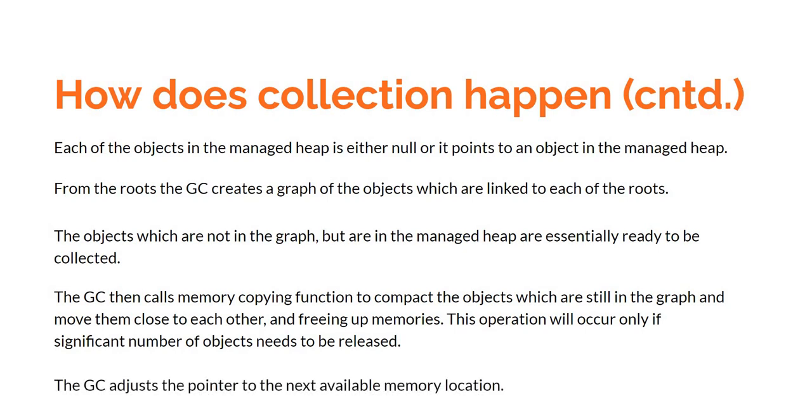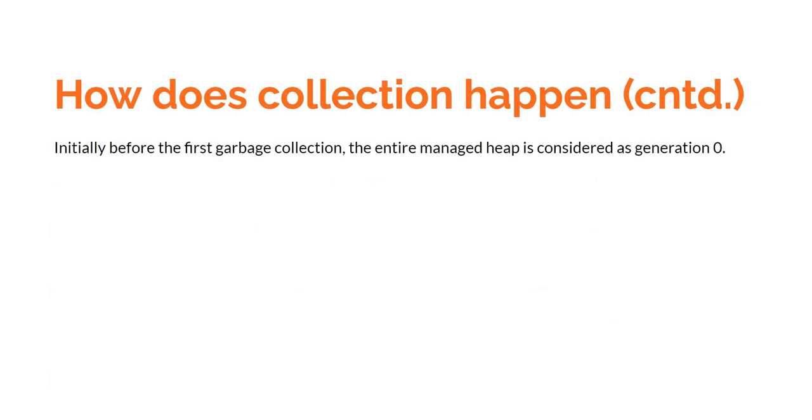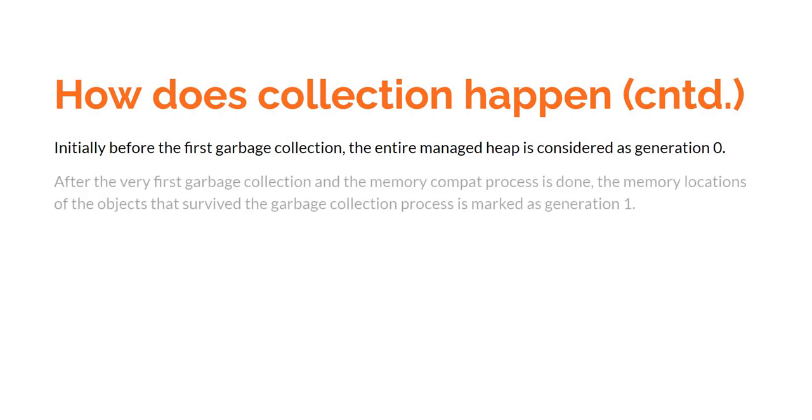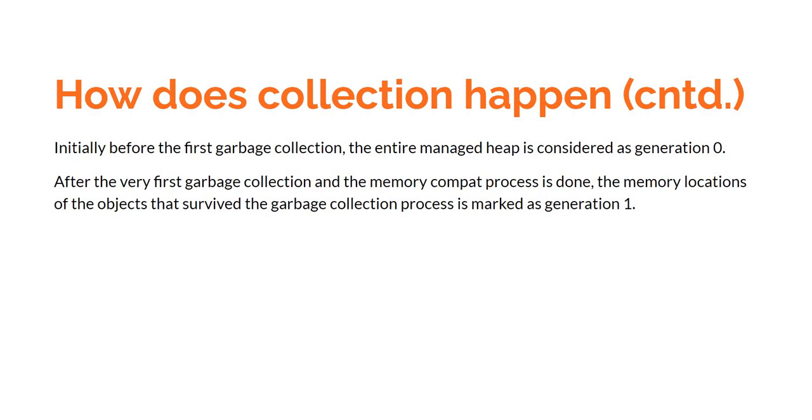And then finally, what the GC does is adjust the pointer to the next available location in the memory. Initially, before the first garbage collection happens, the entire managed heap is considered generation 0. At this point in time, there is no generation 1 or 2. Everything is generation 0.